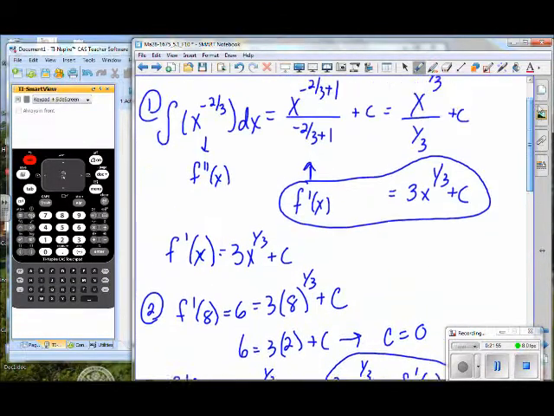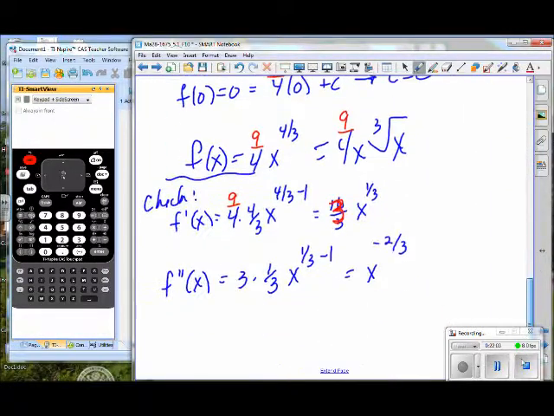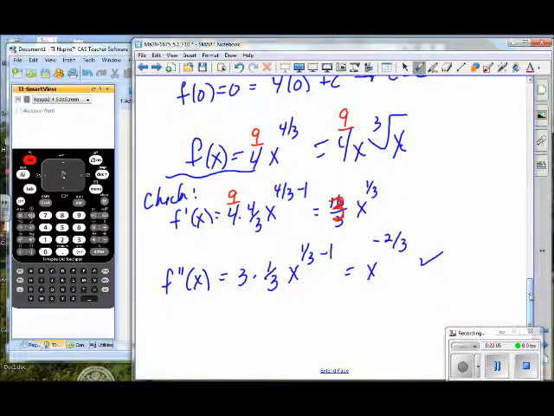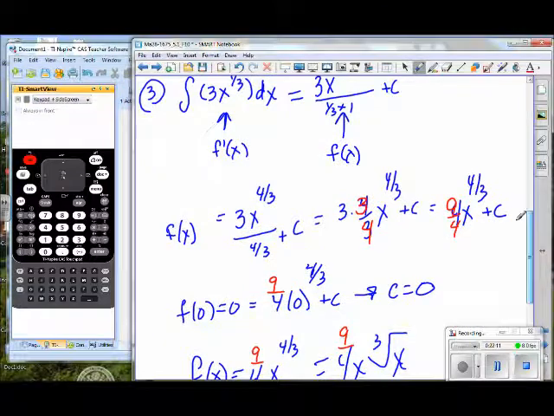Now let's go back up to the very beginning. Is that where we started with our second derivative? X to the negative 2/3 power, and in fact it is. So it does check, and we had an error. Our function is not, as we had stated in class, our function is 9/4 x to the 4/3 power. So make sure you change your notes to reflect that.